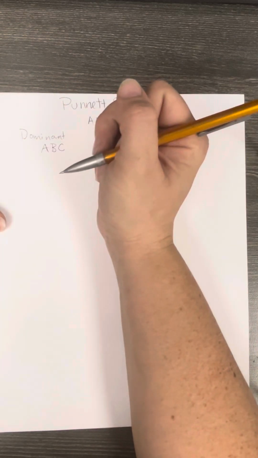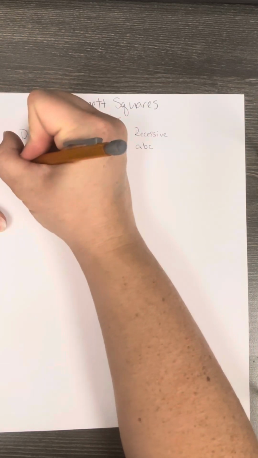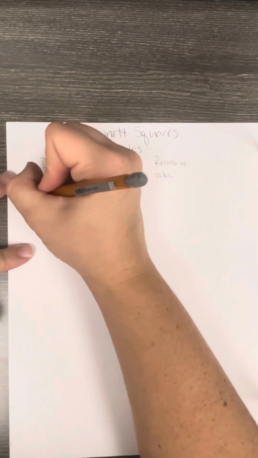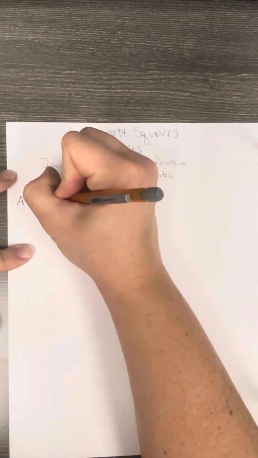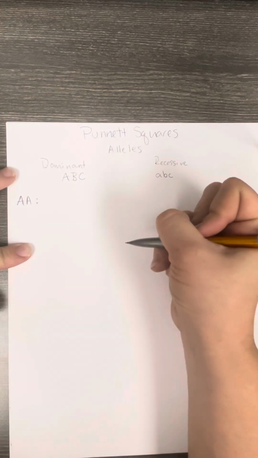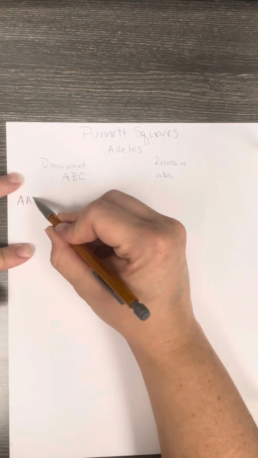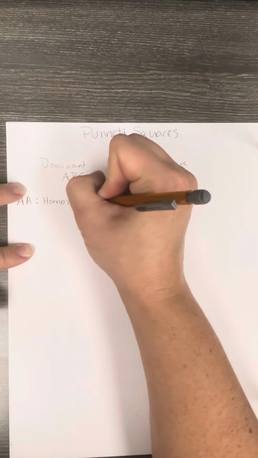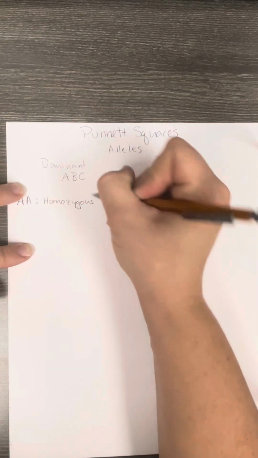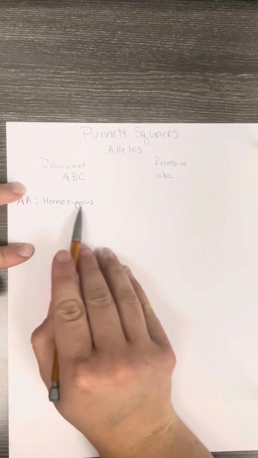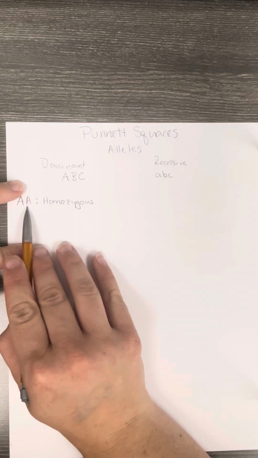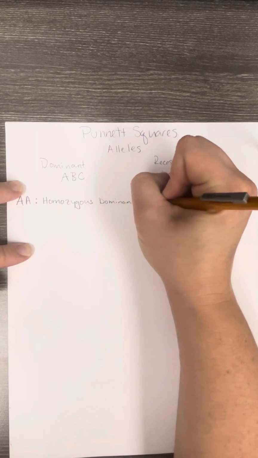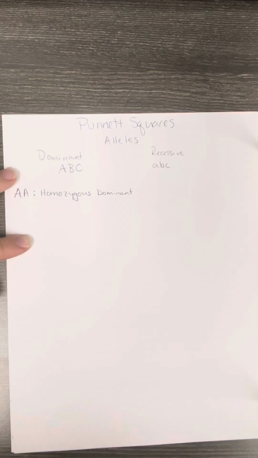So if I have two capital letters, if I have two capital A's, that is going to be dominant and dominant, which makes it homozygous, is the term to know. So homozygous, meaning it's the same zygote, same allele, right? And it's the same for dominant allele.